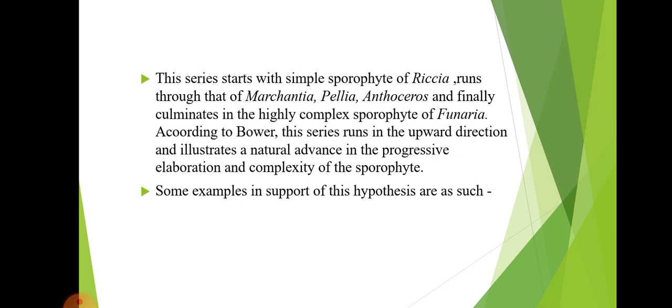This series starts with the simple sporophyte of Riccia, runs through those of Marchantia, Pellia, Anthoceros, and finally culminates in the highly complex sporophyte of Funaria. According to Bower, this series runs in the upward direction and illustrates a natural advance in the progressive elaboration and complexity of the sporophyte. Some examples in support of this hypothesis are as follows.